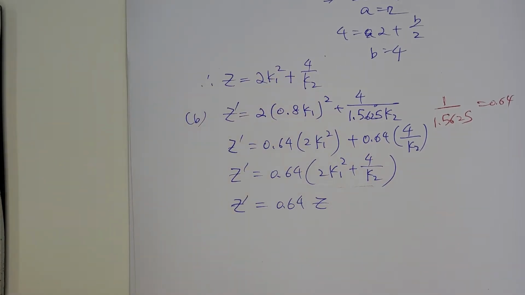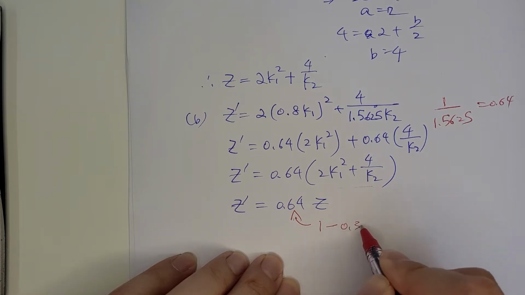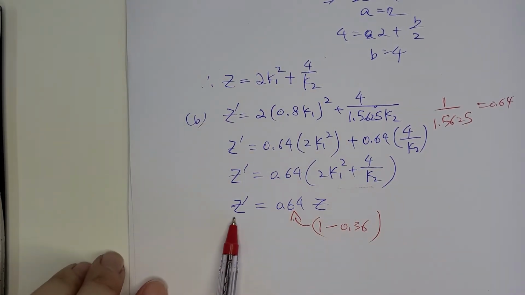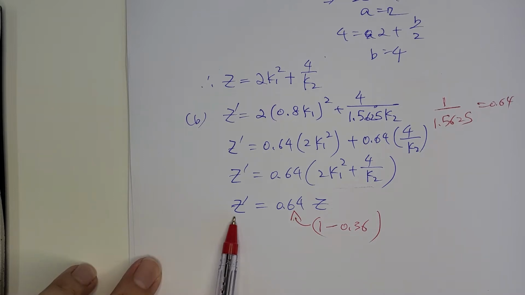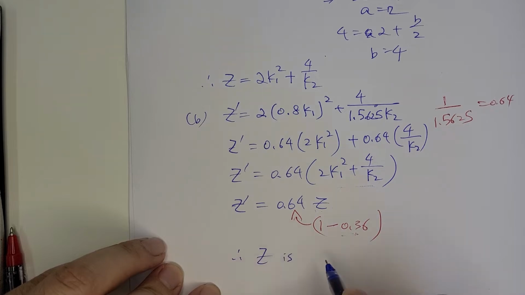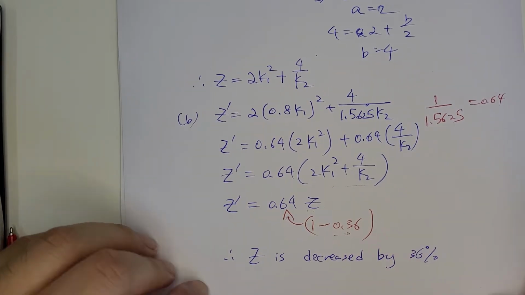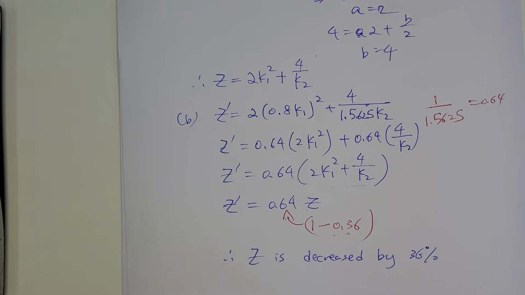And what does that mean? 0.64 can be written as 1 minus 0.36. That means the new value of z is obtained by decreasing the original z by 36%. That's the original z. You decrease it by 36%, you will get the new value of z. Therefore, you can write down the final statement. z is decreased by 36%. So that's the finish of question number 1.